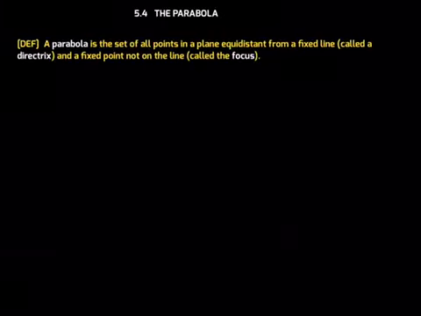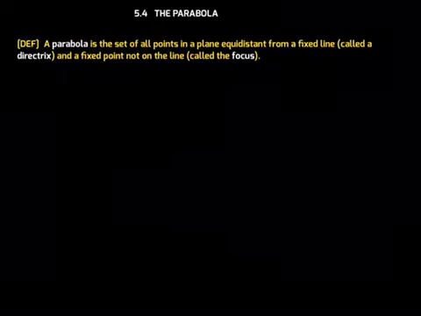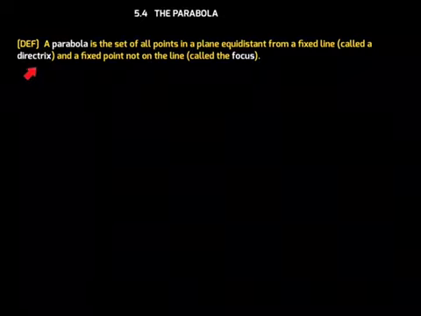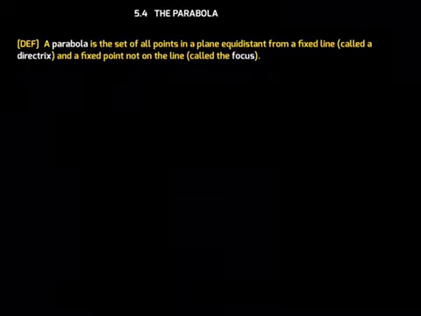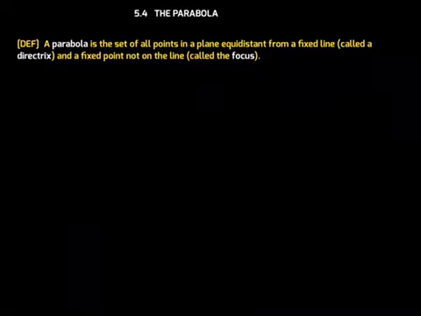Here's the definition for a parabola. It's a set of all points in a plane equidistant from a fixed line called a directrix and a fixed point not on the line called the focus. So I want you to notice that you have these two very important things. One's a line called a directrix, and the other one is a point called a focus. All right? Let me give you a picture that would help us understand the definition of a parabola.